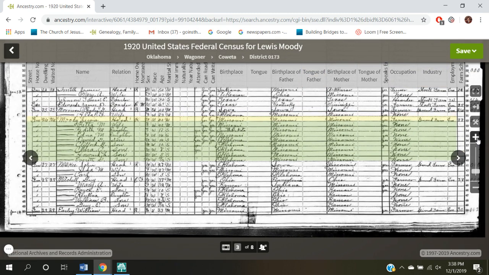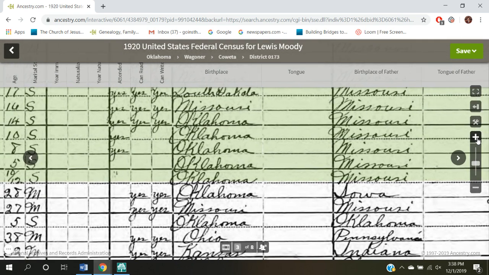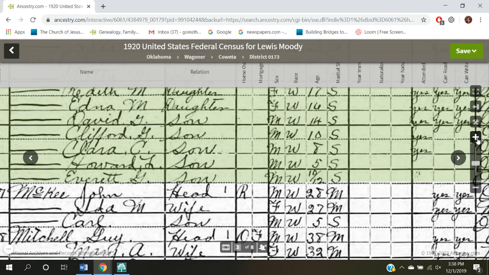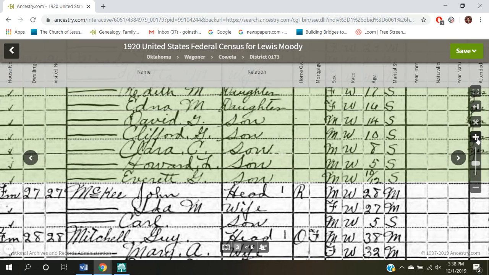I'm going to make it bigger. This is very good handwriting. I don't think it should be a problem reading this. So we have Clara C as a son, it says. I've never heard of a man named Clara.